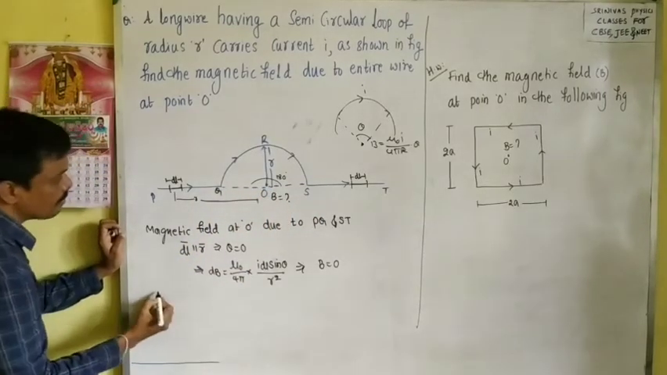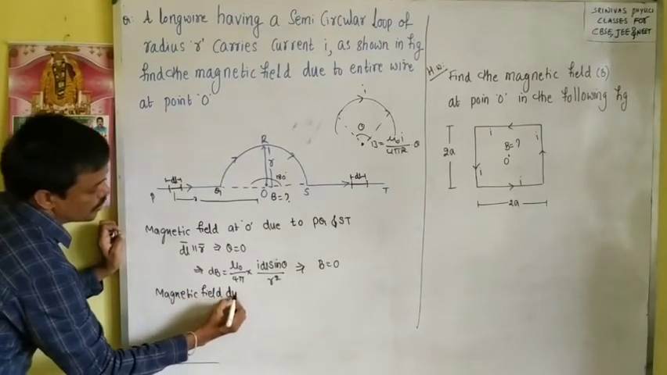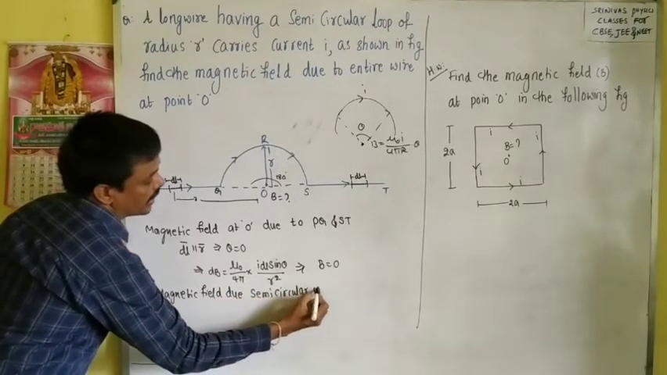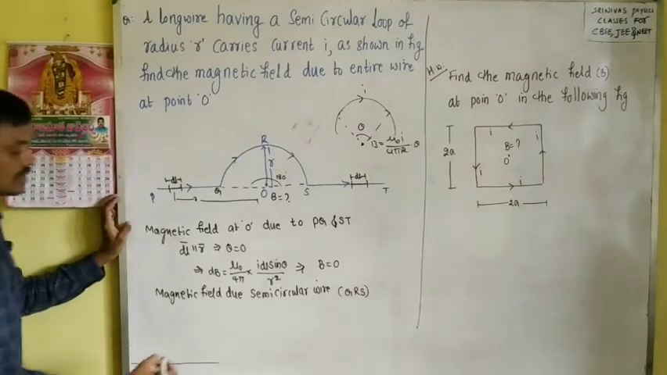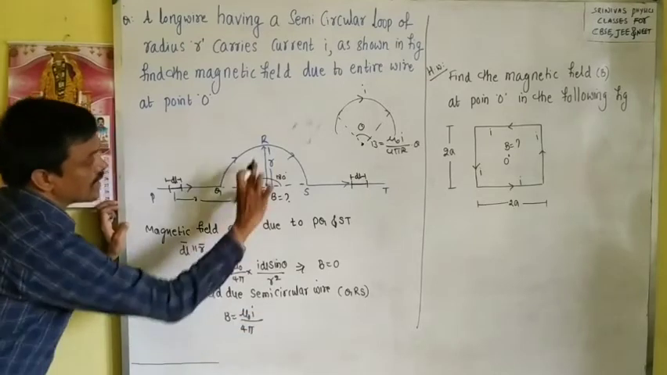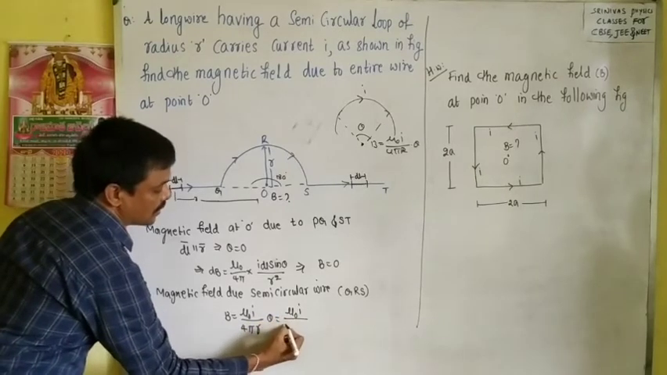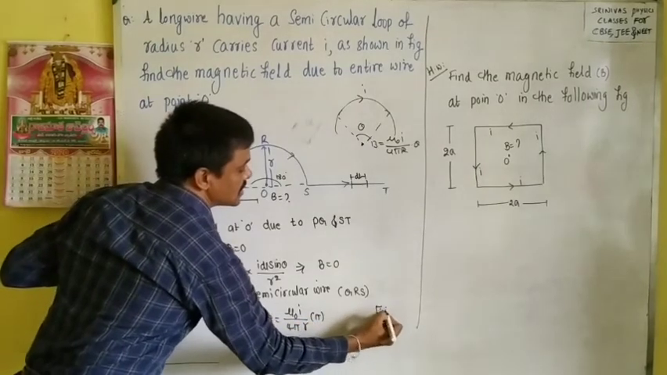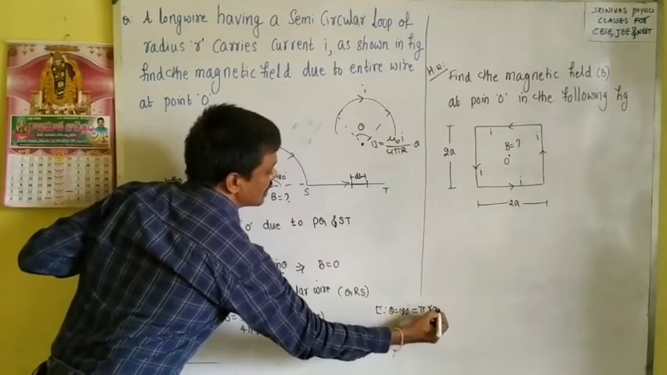Then here the magnetic field due to the semicircular wire QRS. What is the formula for that? Here the magnetic induction formula is mu naught I by 4 pi r into theta. But what is theta here? Theta is 180 degrees. 180 degrees is nothing but pi radians, right?